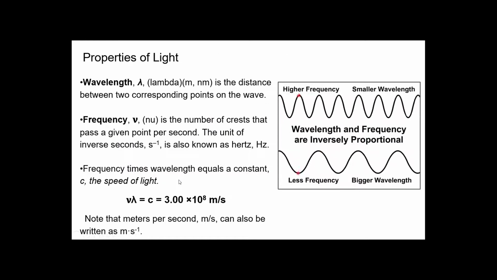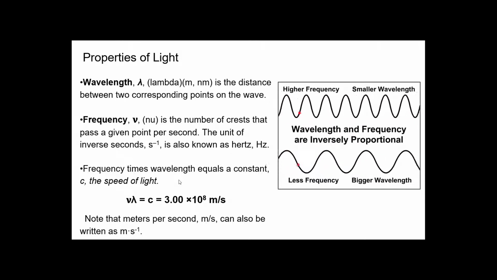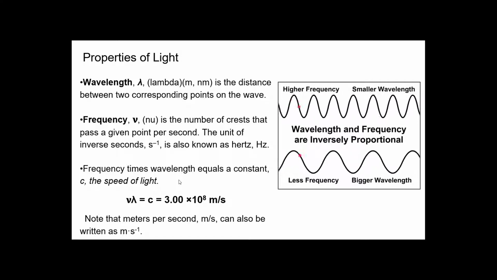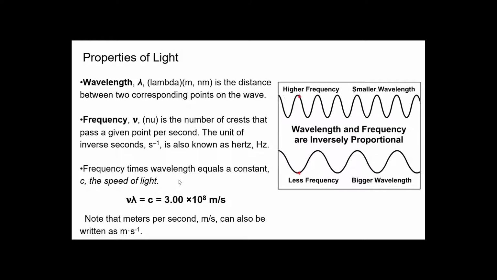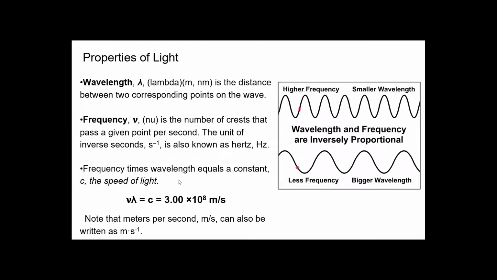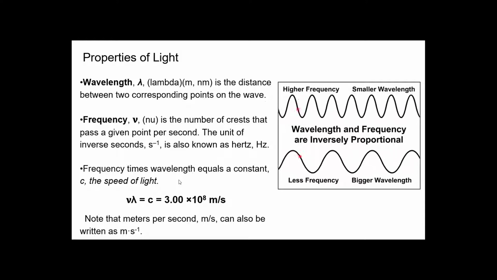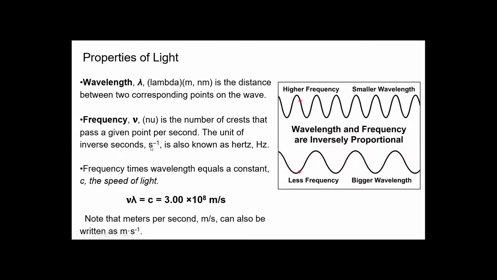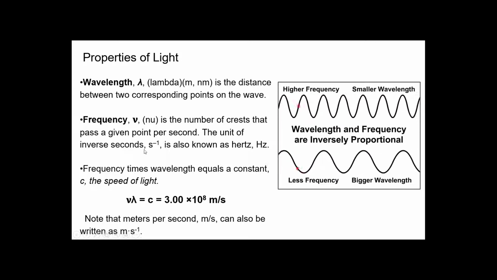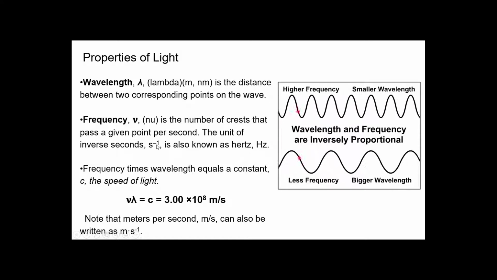Okay, so properties of light. A wavelength, lambda, can either be in meters or nanometers. This is where these conversions are going to start coming in, but the good thing is you're pretty much only dealing with meters or nanometers. It is the distance between two corresponding points. Frequency is this little fancy V, called nu, the number of crests that pass a given point per second. The unit is inverse seconds, 1/seconds, which is also equal to hertz. So when you hear hertz, that means 1/seconds.